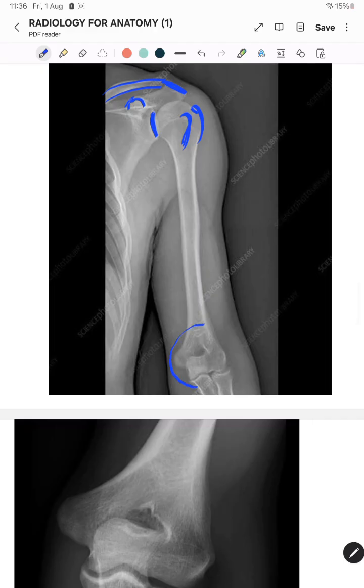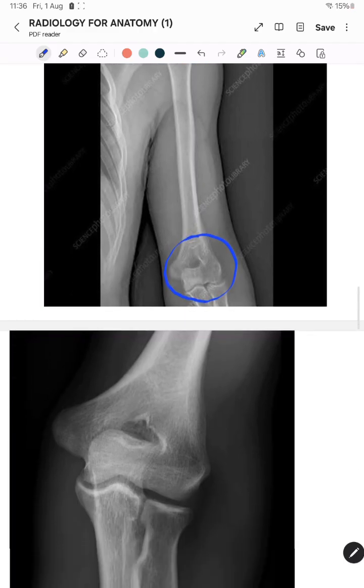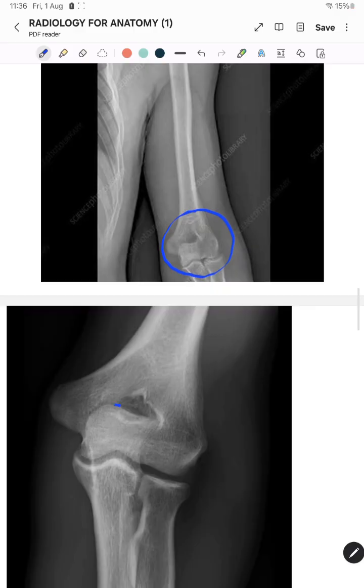This is the elbow joint. We can see the elbow joint. This is the olecranon process. This is the head of the radius. This is the olecranon process of ulna fitting into the trochlea. This is the trochlea of the humerus, and this is the capitulum. The capitulum articulates with the head of the radius.